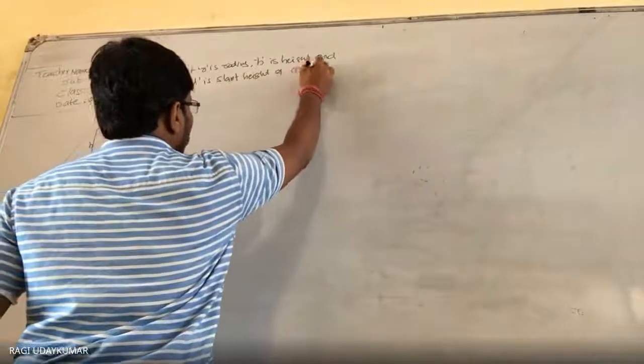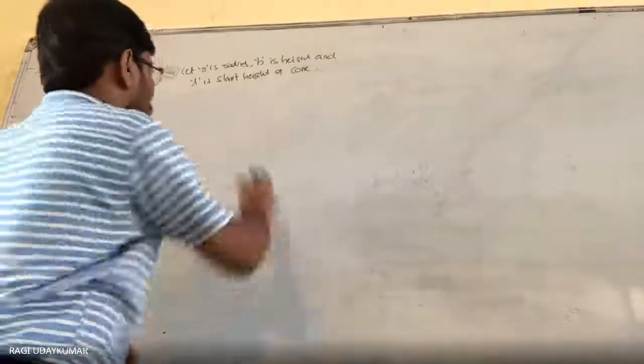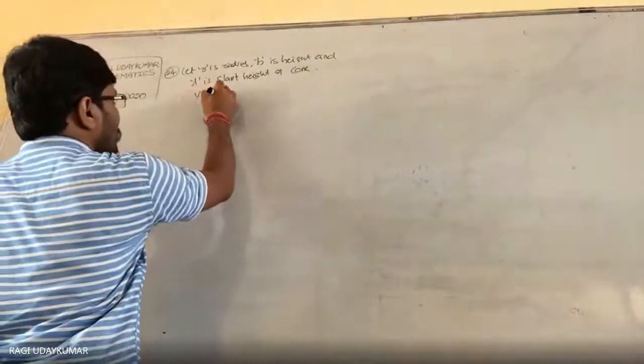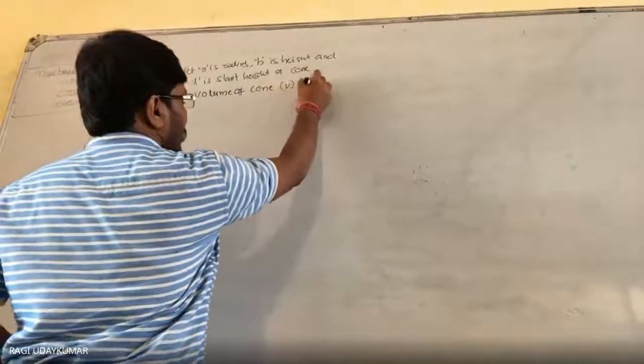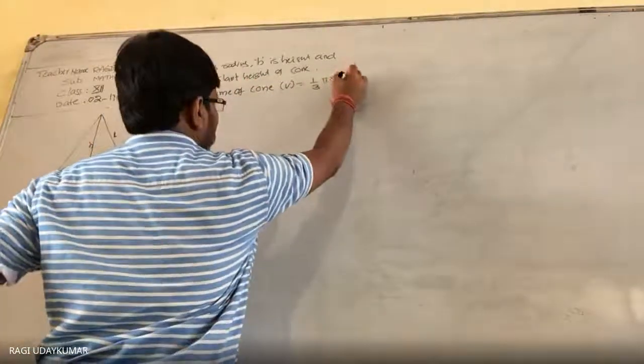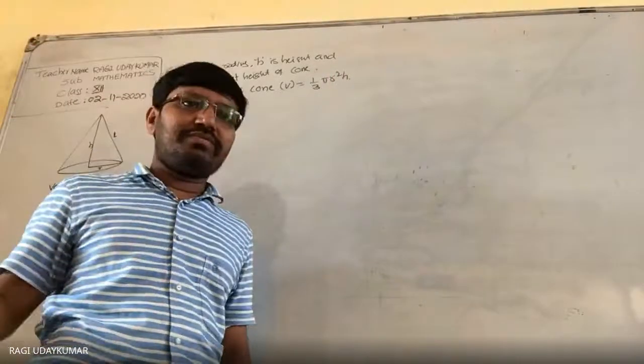Slant height of the cone. These three things you consider. So the volume of the cone formula is, therefore volume is given to us. Given is nothing but it is constant: 1 by 3 pi r square h. So convert the height in terms of radius and volume.